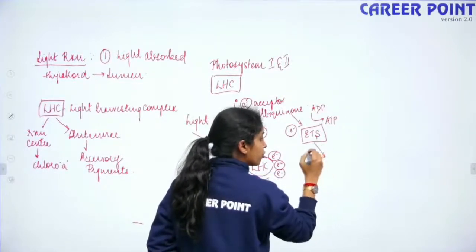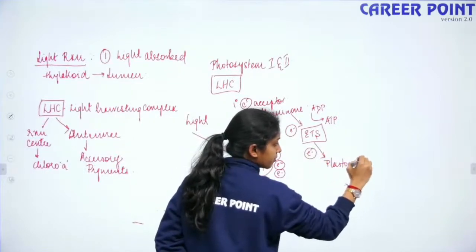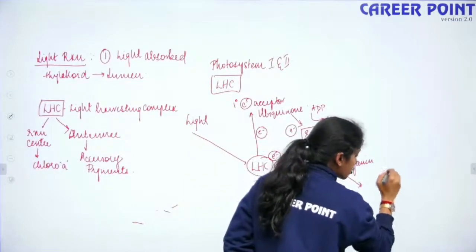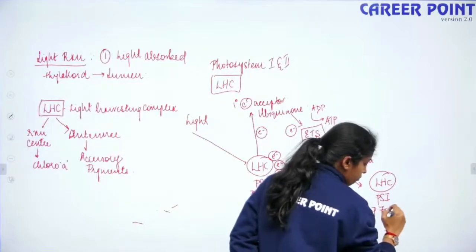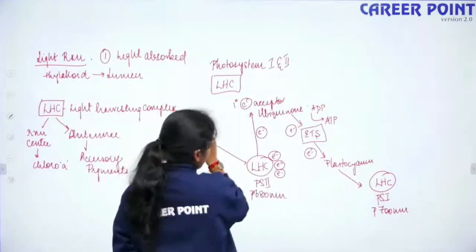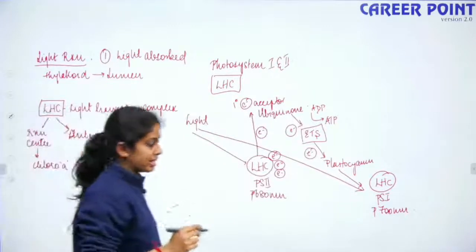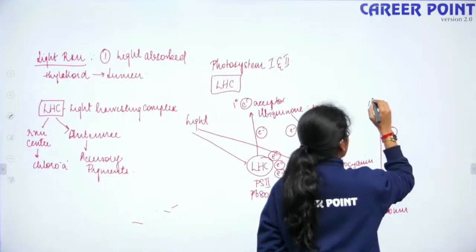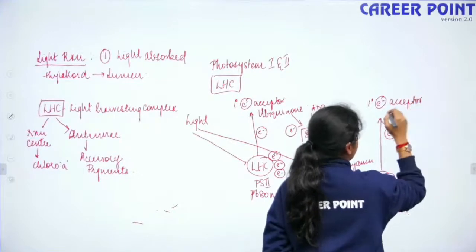Now this electron further moves into plastocyanin and then into the LHC complex of PS1. PS1 has a wavelength of P700 nanometer. Actually, light falls on the LHC of PS1 and PS2 simultaneously. So now the electrons are excited, and here the primary electron acceptor is your iron sulfur complex.